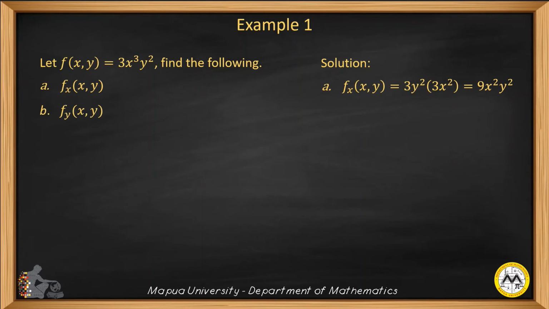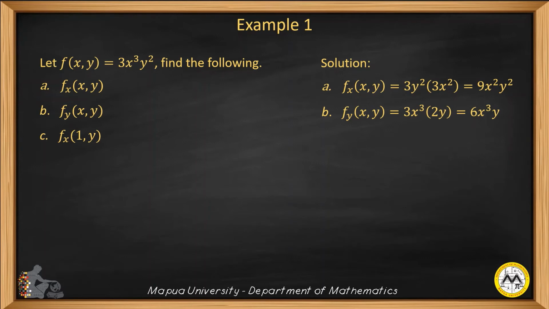Now, if it is the partial derivative of f with respect to y that is required, then given this expression here, we differentiate it with respect to y holding 3x cubed constant. So we have 3x cubed treated as constant times the derivative of y squared, which is 2y. So the partial derivative of f with respect to y would just be equal to 6x cubed y.